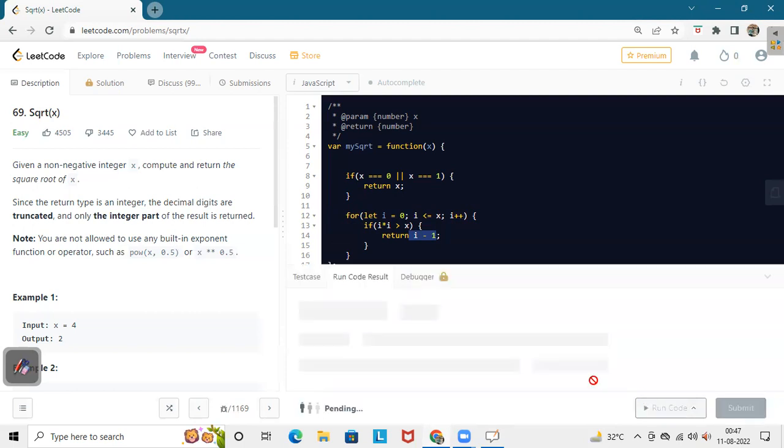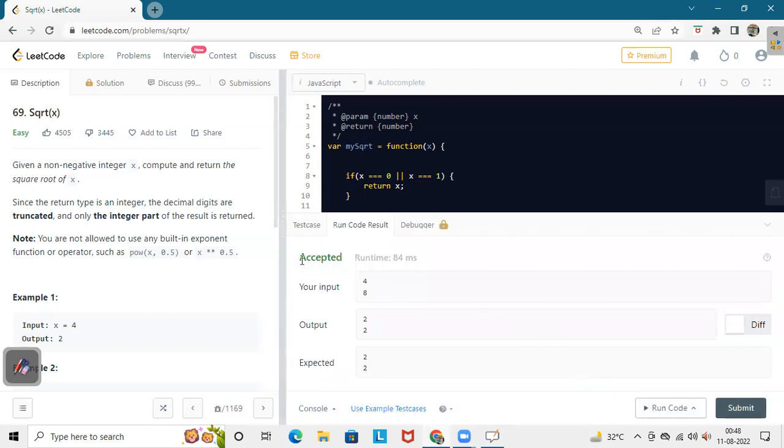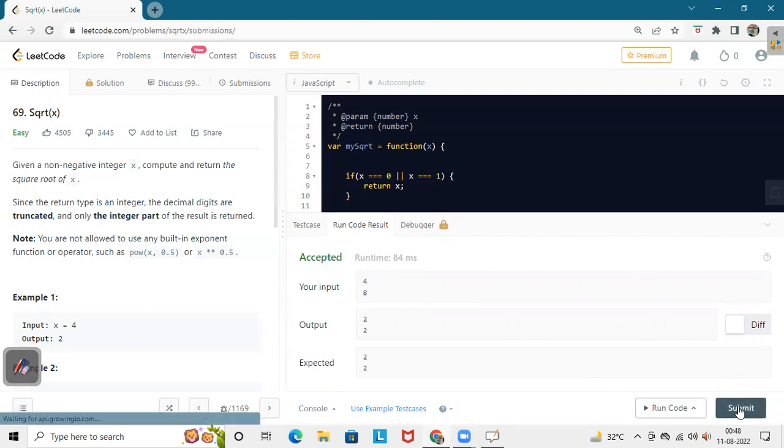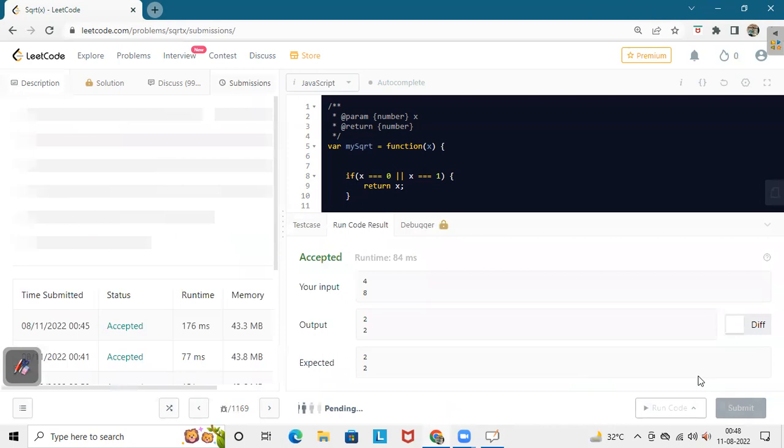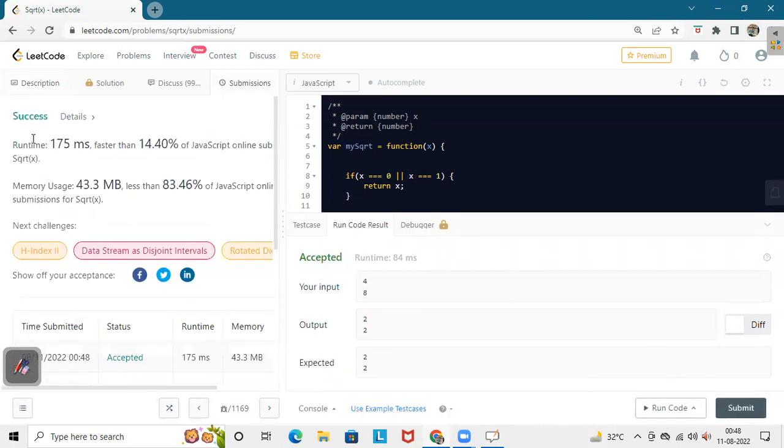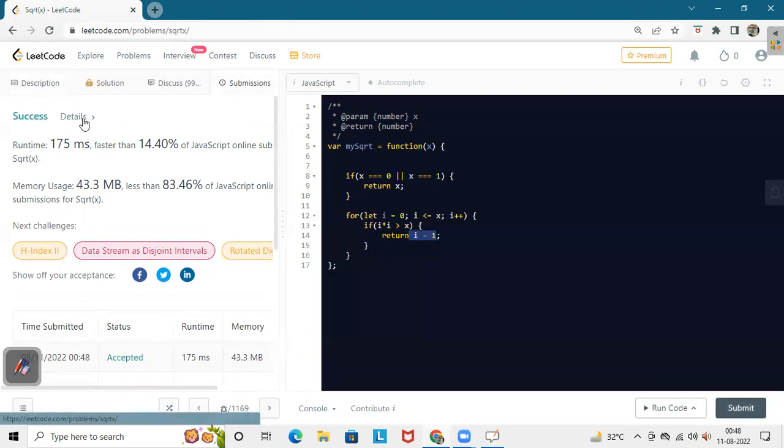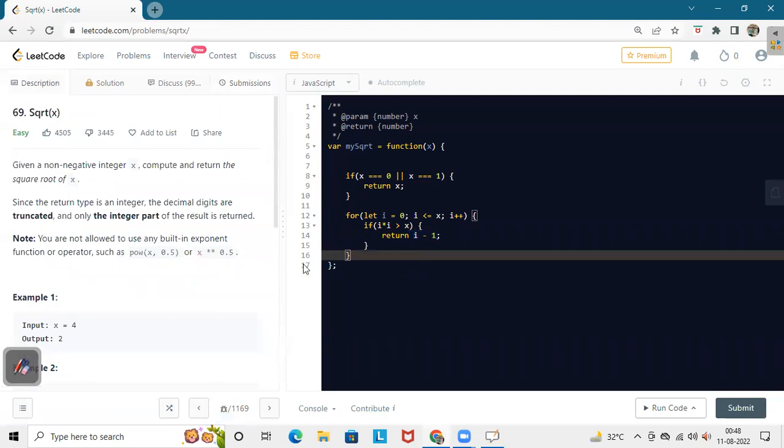First of all, I will run the code and check whether it will pass or not. It is accepted for the two example test cases. Now it's time to submit the code. Submit it. You can clearly see that in this second approach, I am not using any of the mentioned things.